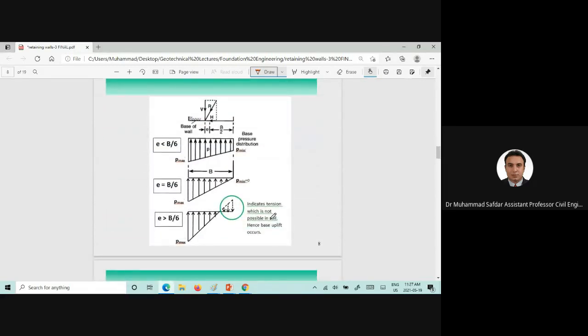Now, this slide shows why it is important that the eccentricity should be less than b by 6, and that b is the width of the retaining wall.